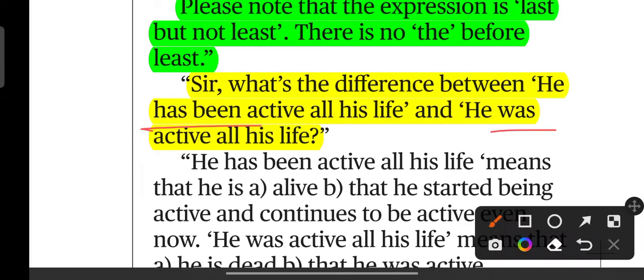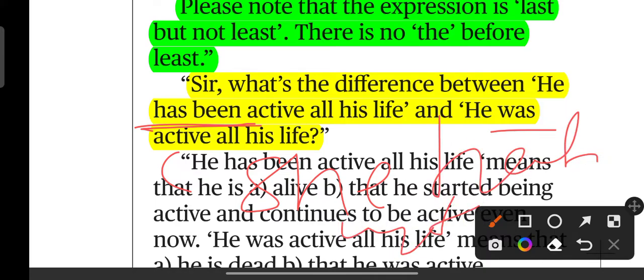So let's talk before going too deep. For example, if something or someone was the same or was in the past and is in the present time too, okay, then you can use has been. For example, she has been a teacher. She has been a teacher. It means that in the past she was a teacher and in the present she is a teacher.